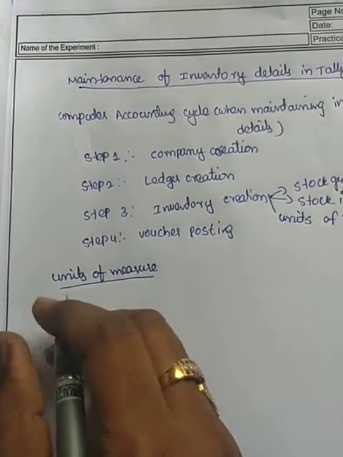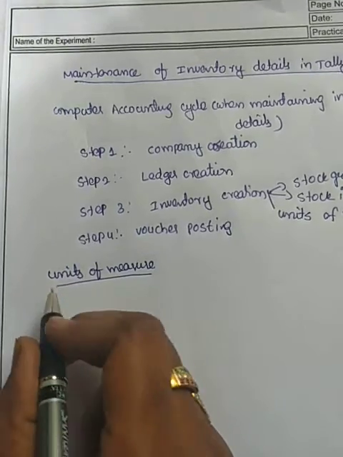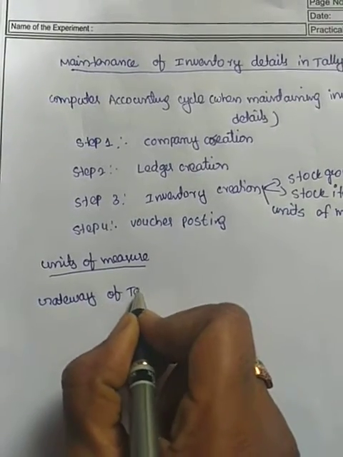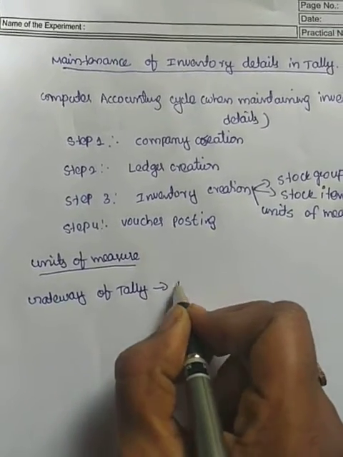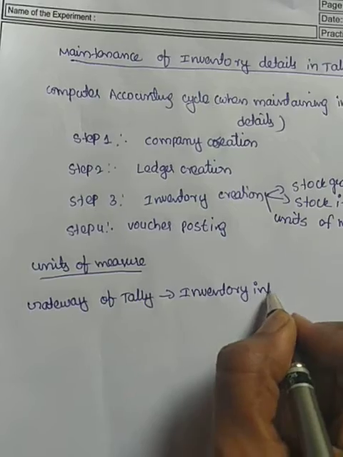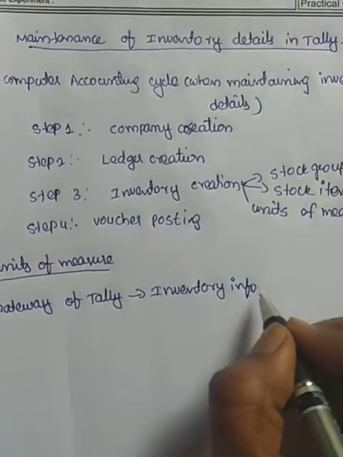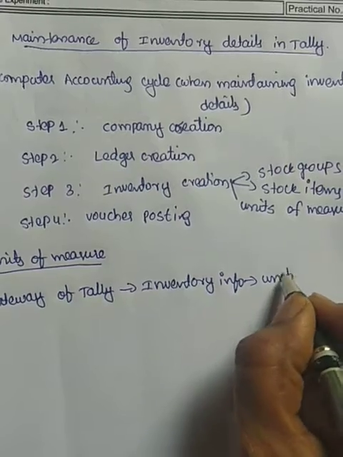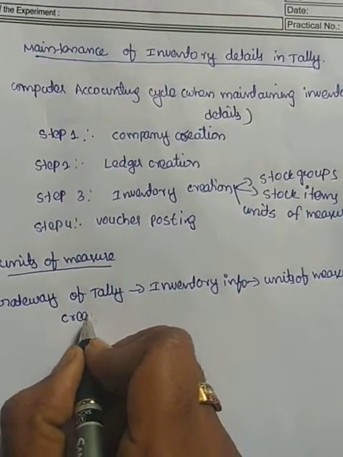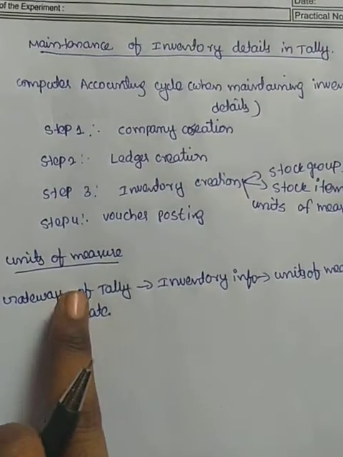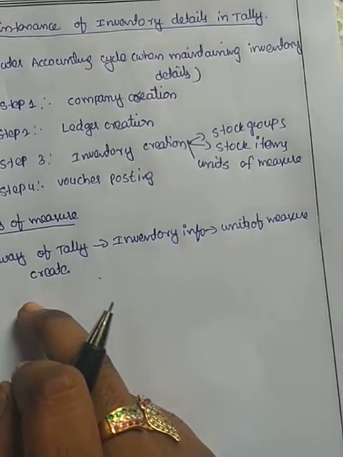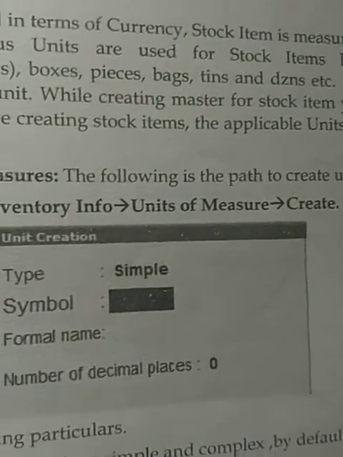How to create the units of measure in Gateway of Tally? Gateway of Tally, Inventory Info, Units of Measure, then create the units of measure. So this is the unit creation screen.